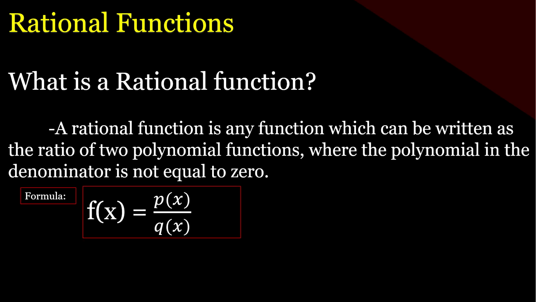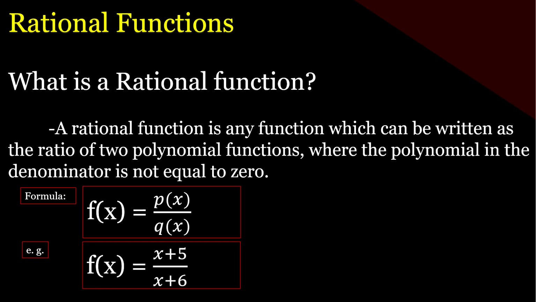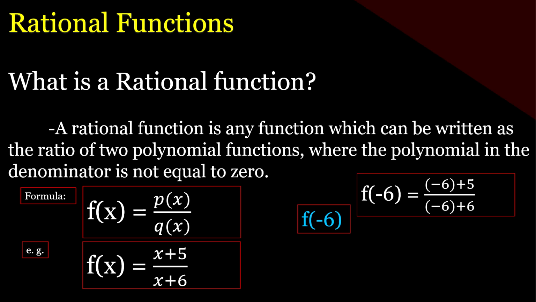So, ito ang formula. f of x is equals to p of x over q of x. So, meron tayong example dito f of x is equals to x plus 5 over x plus 6. So, bakit hindi pwede maging 0 denominator? So, sige, mag-plug in tayo ng negative 6 para mag-0 denominator. Malalaman natin kung bakit. So, f of negative 6 is equals to negative 6 plus 5 over negative 6 plus 6. Magiging f of negative 6 is equals to negative 1 over 0.